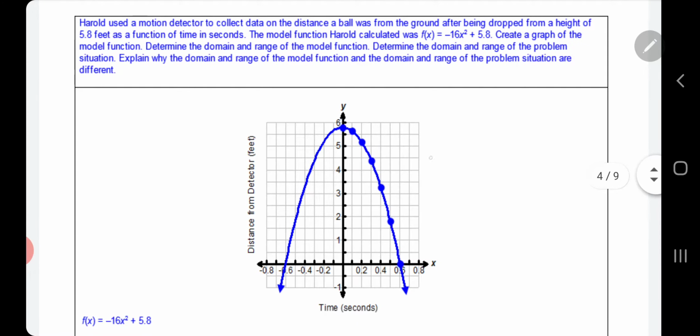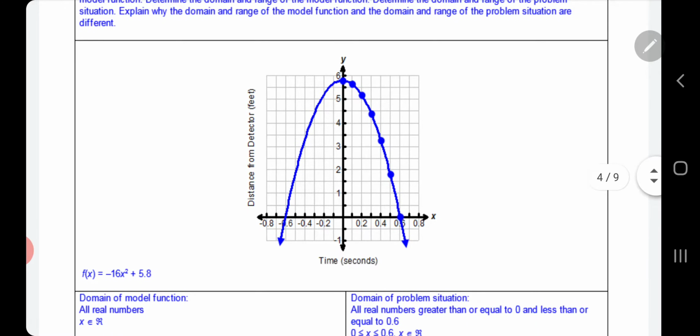Alright, real quick, I'm just going to look at the graph, and we'll talk about the domain and range, and then we'll look at the word problem and talk about the domain and range. Because if we're just talking about the graph, it's given by the function -16x squared plus 5.8. And just talking about the function itself, there is no restriction as far as it being a word problem restricting us. Looking at the graph, this just makes a parabolic curve, goes left and down forever on both sides, and then right and down forever.